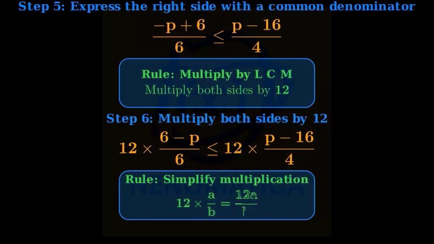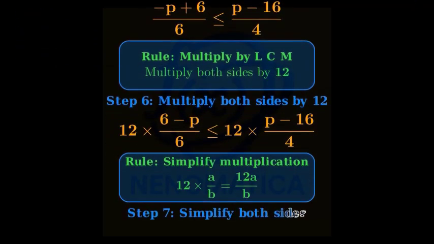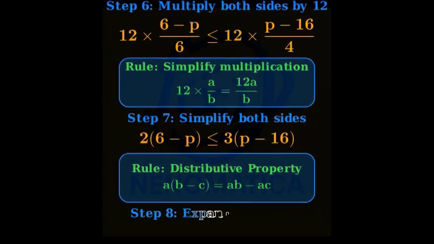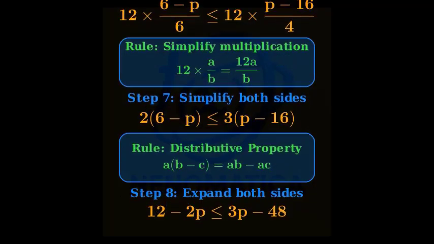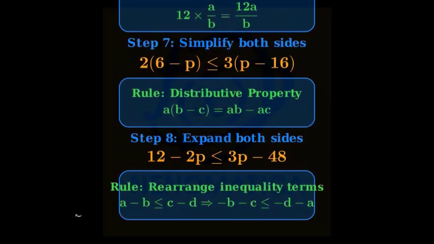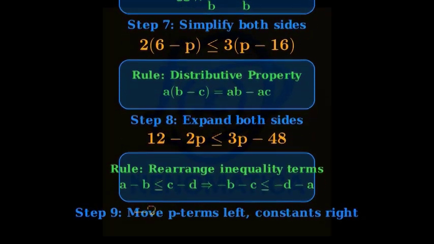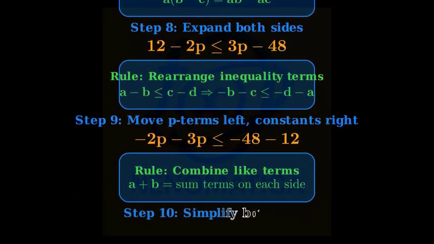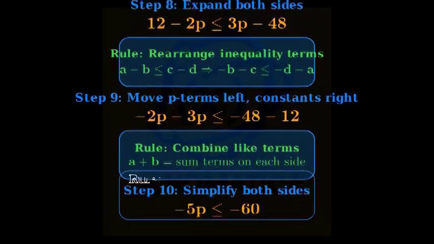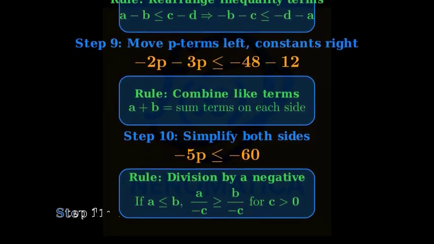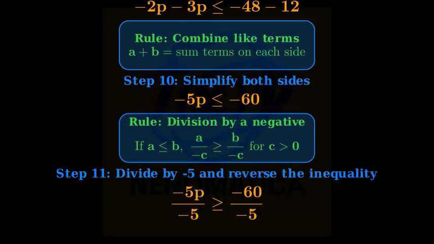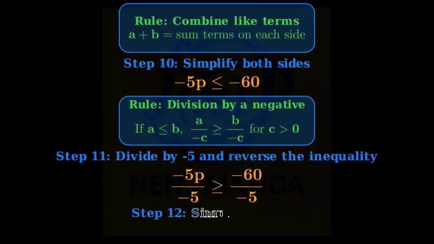Step 7. Simplify the multiplication on both sides. Step 8. Distribute again to expand both sides. Step 9. Move the p terms to the left and the constants to the right. Step 10. Combine like terms. Step 11. Divide both sides by -5. Remember to reverse the inequality when dividing by a negative. Step 12. Simplify the division to get p greater than or equal to 12.